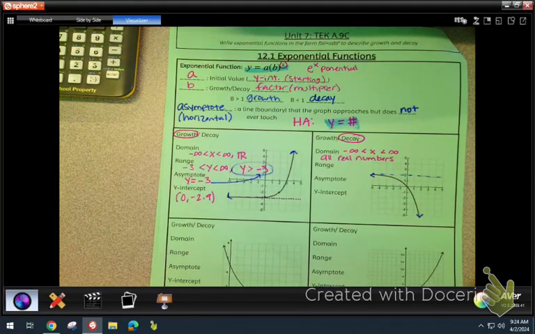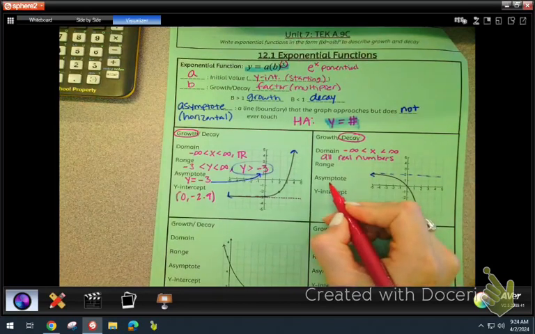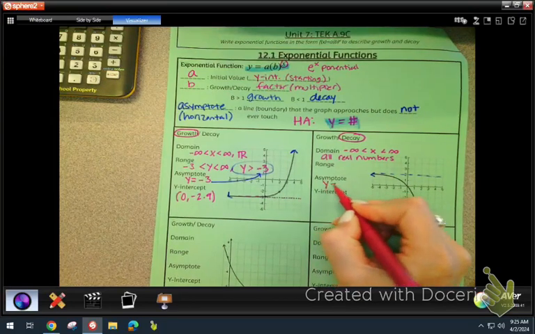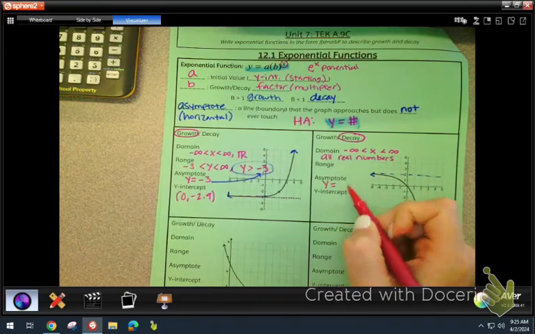Okay? All right, let's actually do the asymptote first. So, it's a horizontal asymptote. How do I have to write it? You gotta write it correctly. Y equals, no, hey. Hey.